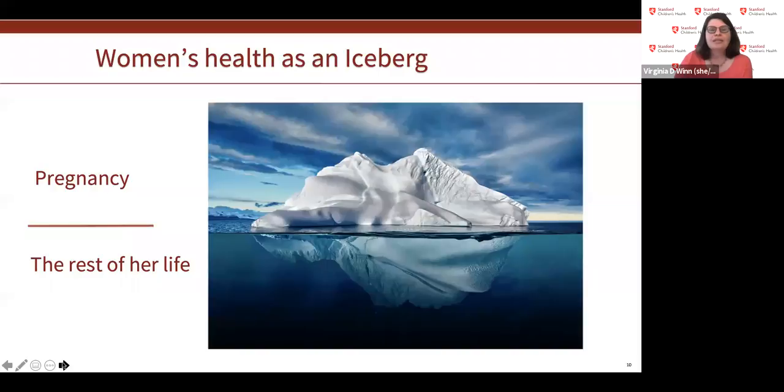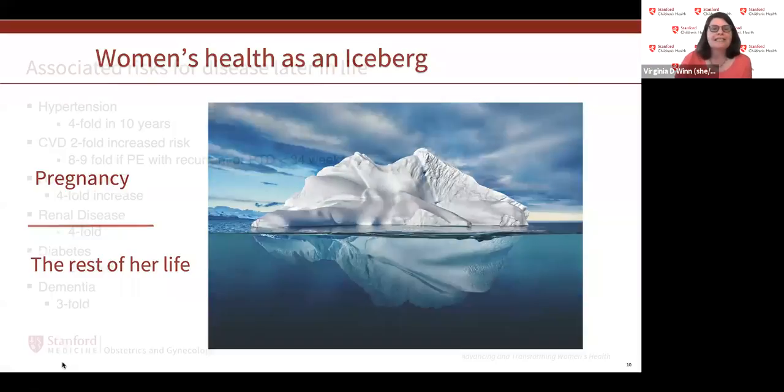I think it's really helpful to be thinking about pregnancy as the tip of the iceberg for women's health, and how to think about this in relation to the rest of her life. For gestational diabetes, I think we've done a good job of education about later development of diabetes. And we need to be thinking in the same framework with hypertensive diseases of pregnancy.